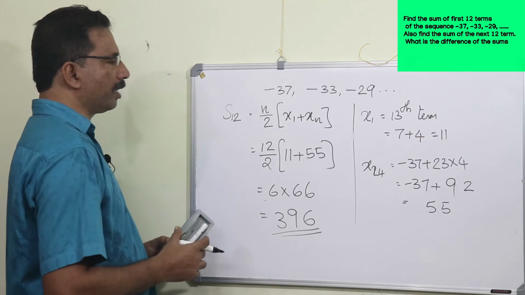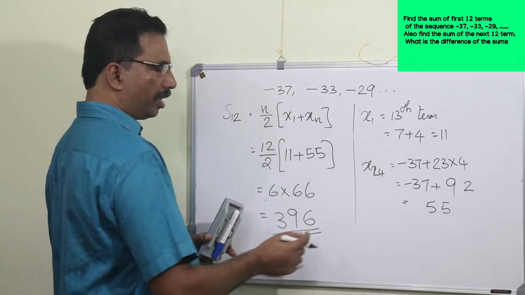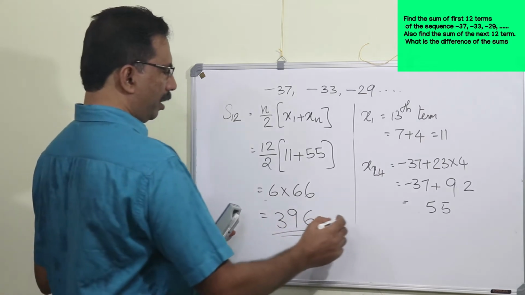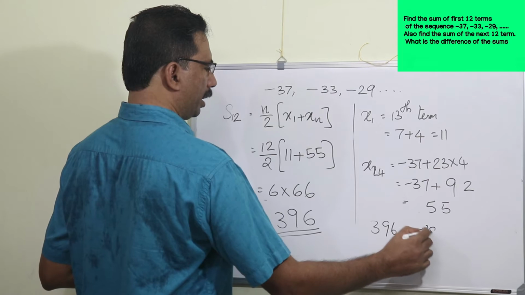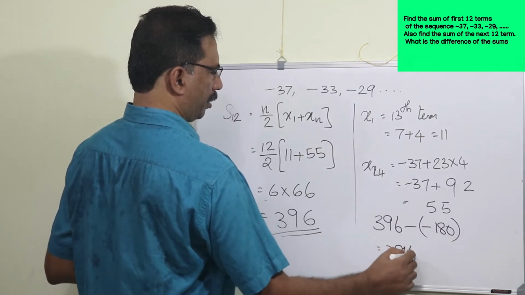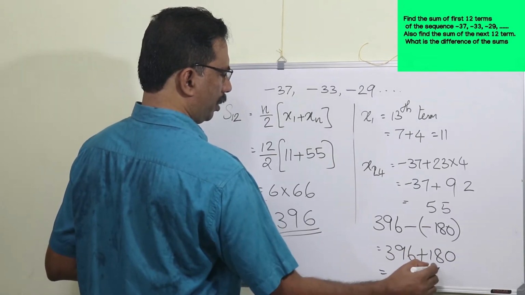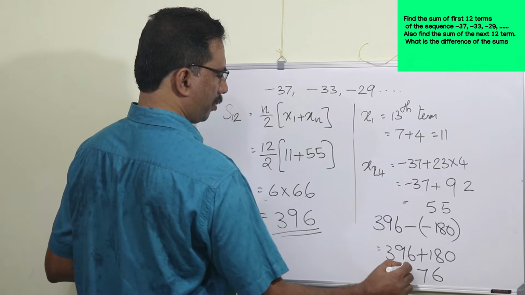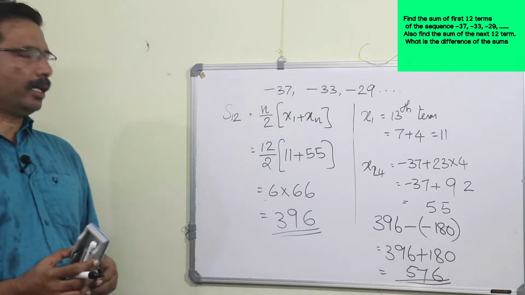What is the difference? Now we can find the difference between these: 396 minus 180, is equal to 216. ഇതാണ് അതിൻ്റെ ഉത്തരം.